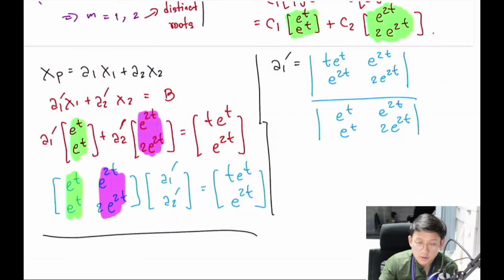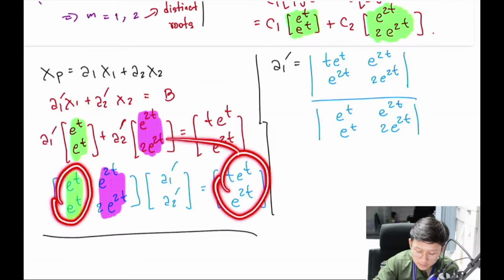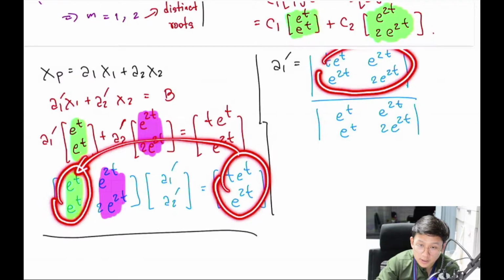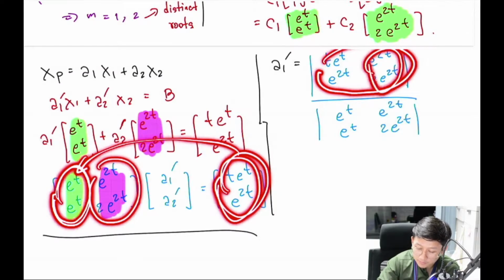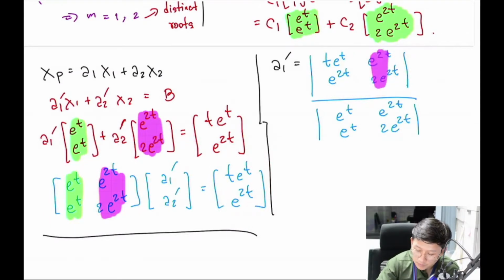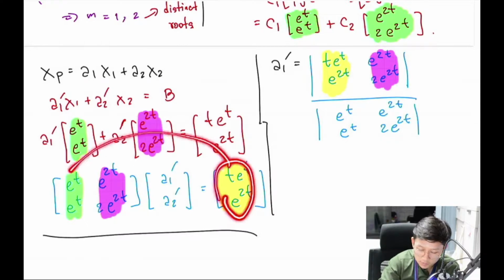Okay, so for those who forget Cramer's rule, if you want to find the first one here, a1 prime, you replace the first column with this. Okay, and this is this guy. You put this to the first column, and then here remains the same. If you look here, it remains the same. I'll use this yellow color here. You replace this column with this column, and then this one is the same as this.